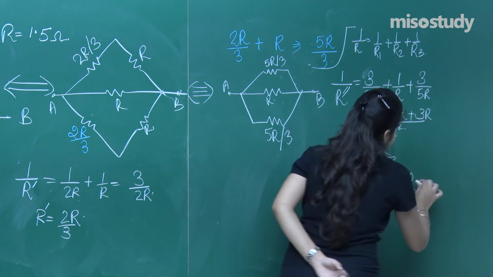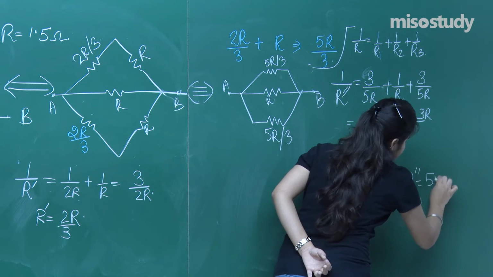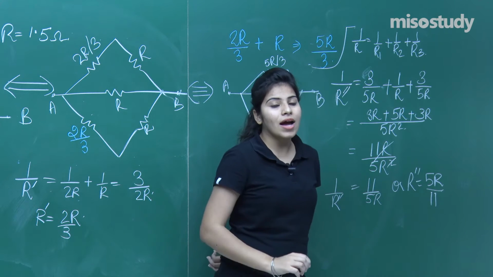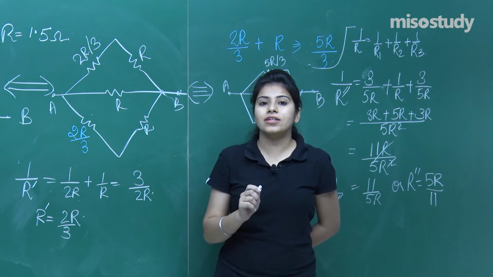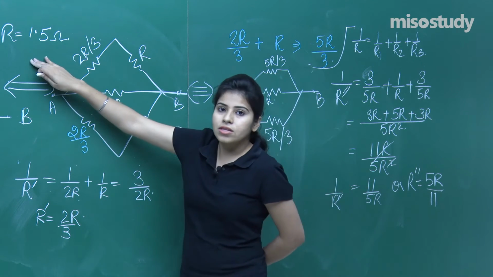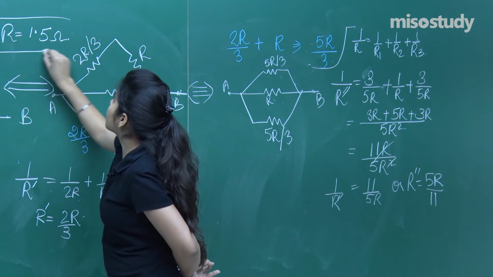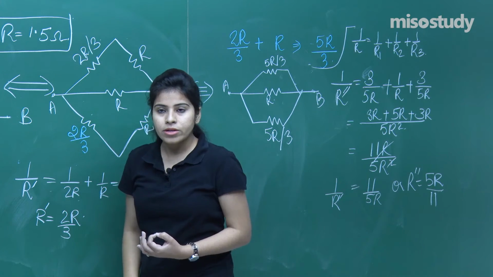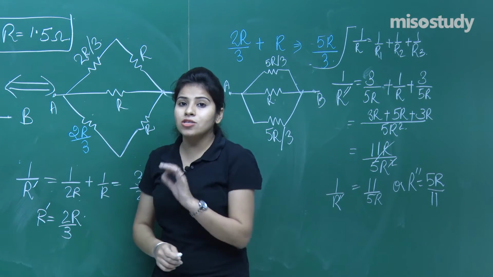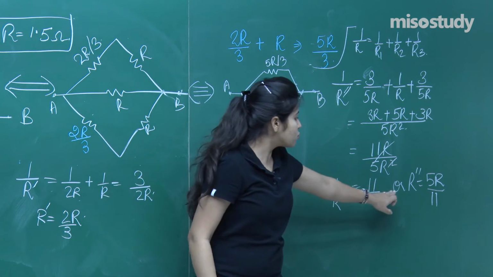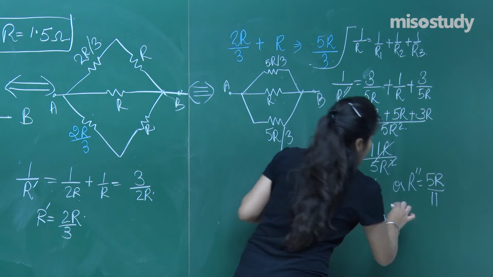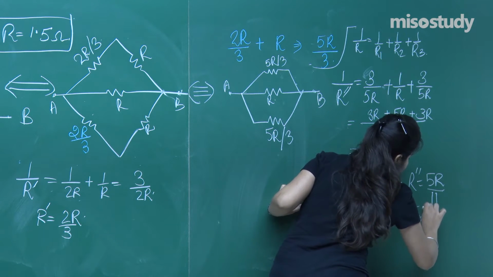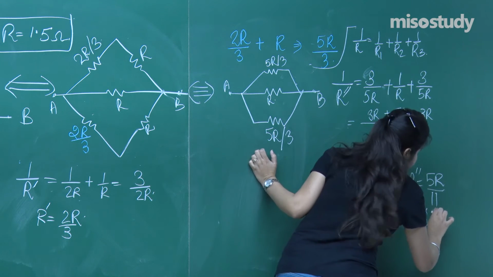So let me just write over here 5R upon 11. Now you know that the value that has been given here is the complete value of the resistance of the whole circuit. So that means it has been given as 1.5 ohm. We have to find the combination. So R double dash will equal 5 upon 11 of 1.5.